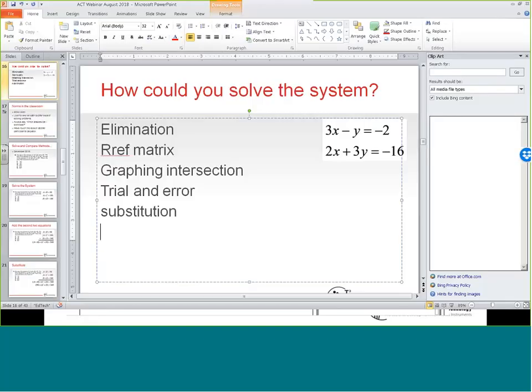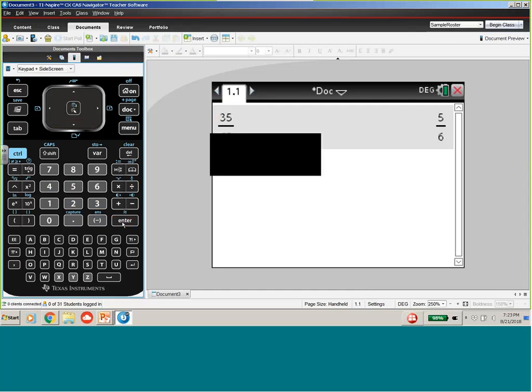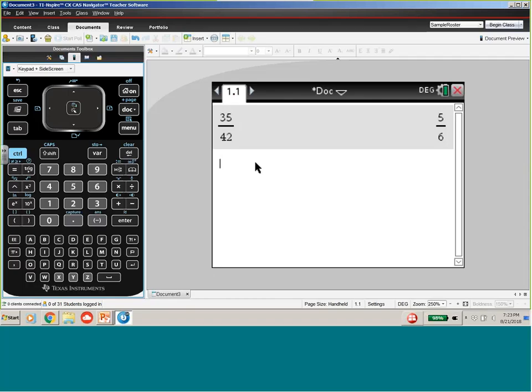So I'm going to get out my TI-Nspire. I'm going to enter a fraction, so control divide, and 35 divided by 42 is, I believe, 5/6. And I go back to this, so now I need to enter 10 over 10 plus x. So again, control divide, 10 over 10 plus x. So I'm going to enter the expression just like it is.